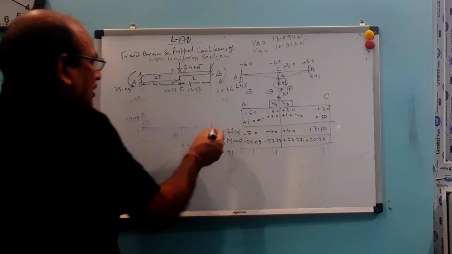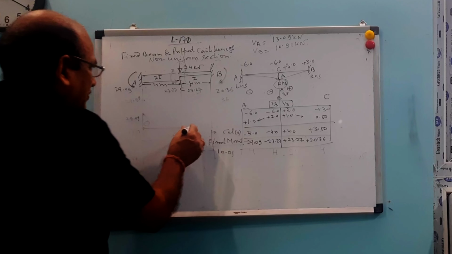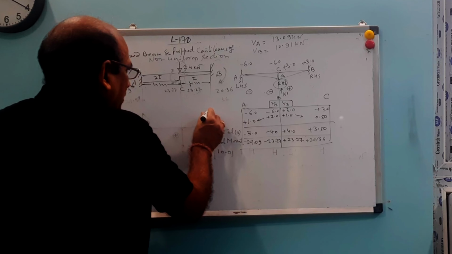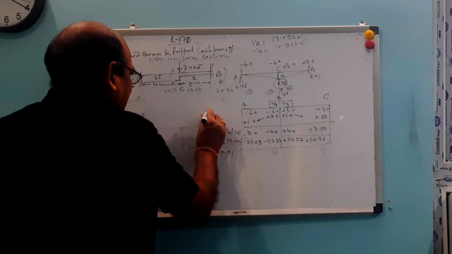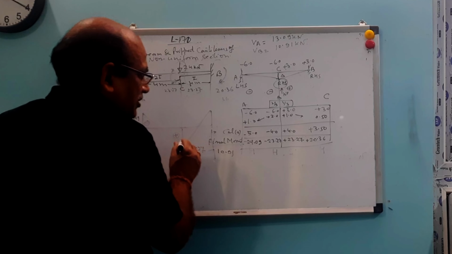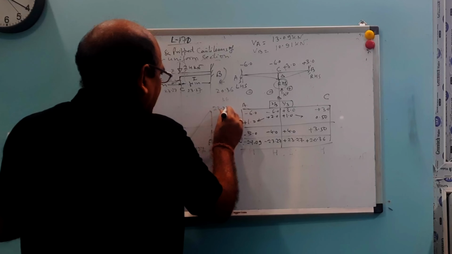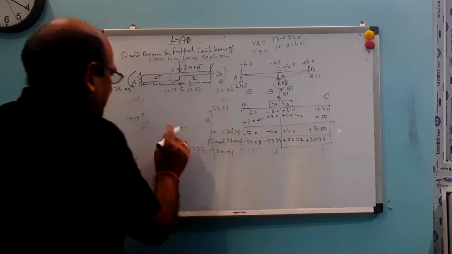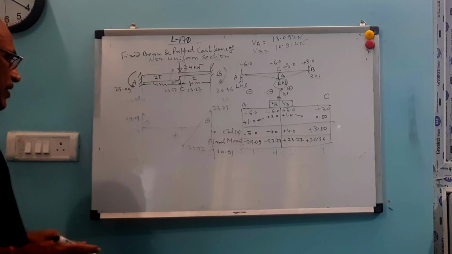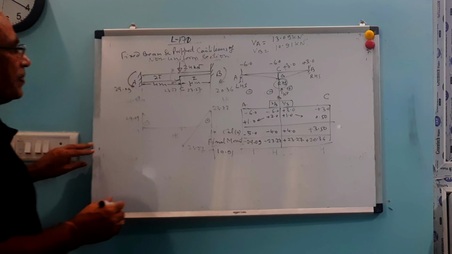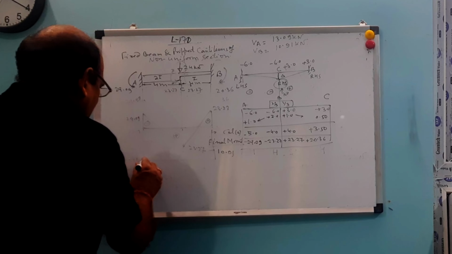And what about the last moment? This is again sagging, so this will be negative. This value will be in this way, and this value will be 23.27. This will be negative and the whole will be positive, that is 23.27. This is your BMD. And what about the shear force diagram? The shear force diagram will be something like this, in this way.